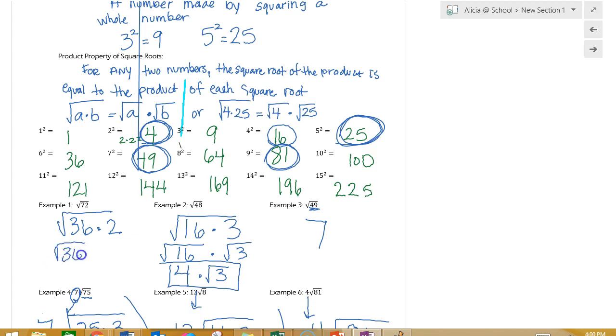Separate my radical. Square root of 36 times the square root of 2. 36 again within our perfect square, so the square root of 36 is 6. Don't forget my square root of 2, and that is my final answer. All right, so again, use your multiplication table. You can use the perfect squares, and then you can go ahead and move on to activity 1C.2.